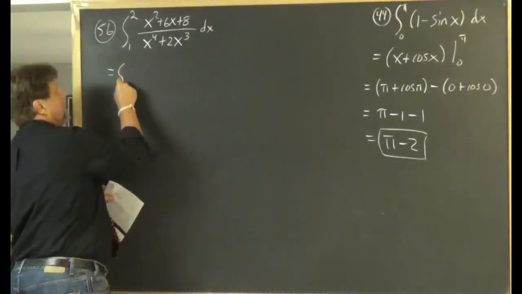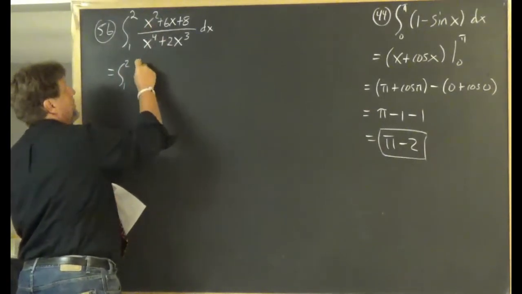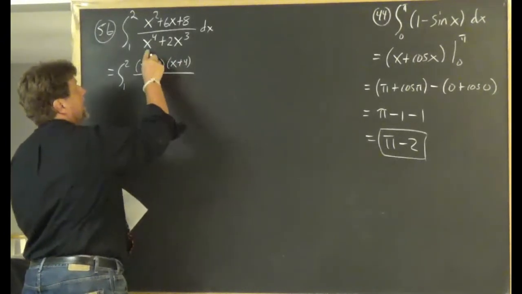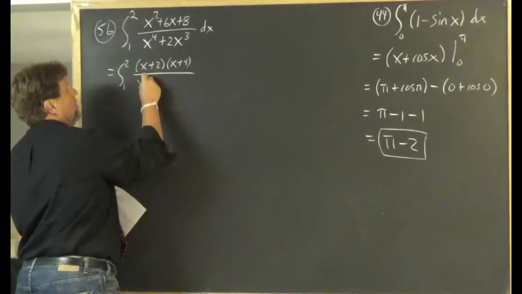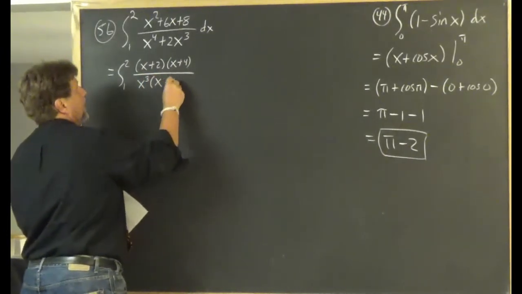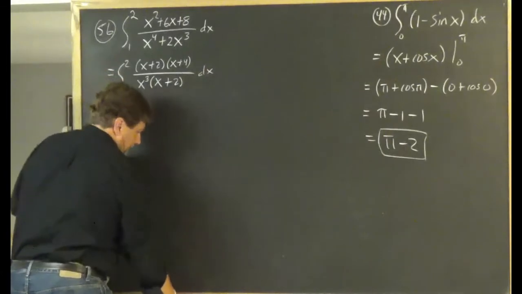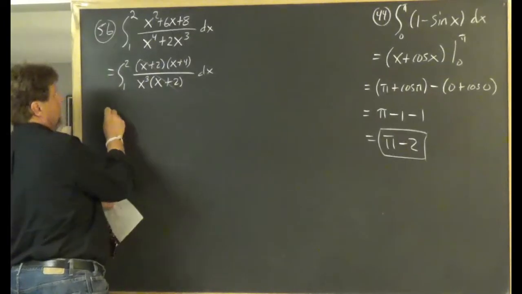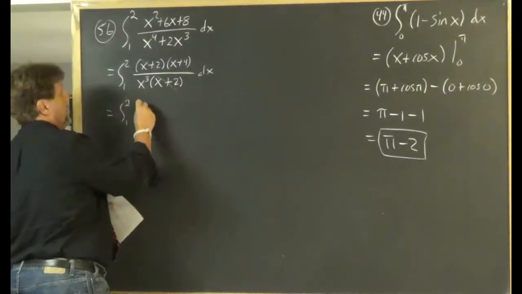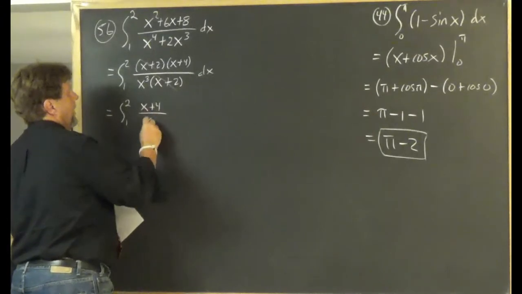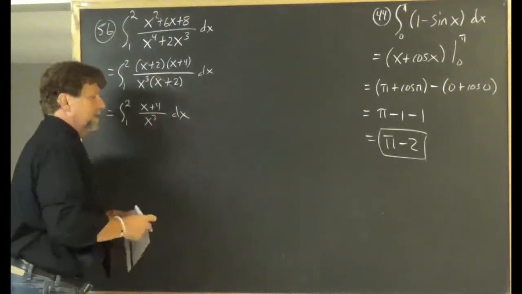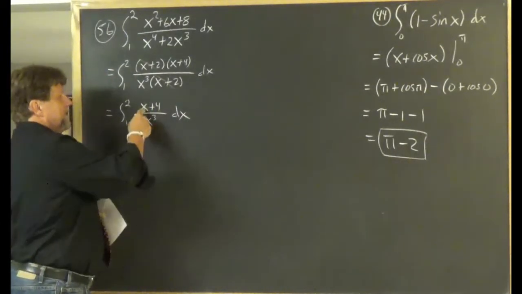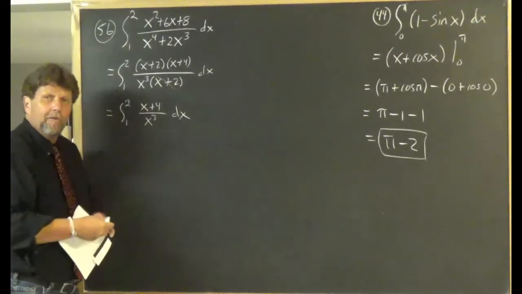All right, I have to do a little bit of work here on the integrand. So when I look at the integrand, that numerator factors to x plus 2 times x plus 4. The denominator, well, there's a common factor of x cubed that I can factor out. That leaves me with an x plus 2. Oh, then a neat thing happens. I cancel out the x plus 2's. That's kind of cool. So I'm left with integrating from 1 to 2, x plus 4 over x cubed dx. And since the denominator is a single monomial, a single term, I could rewrite the integrand as x over x cubed plus 4 over x cubed.